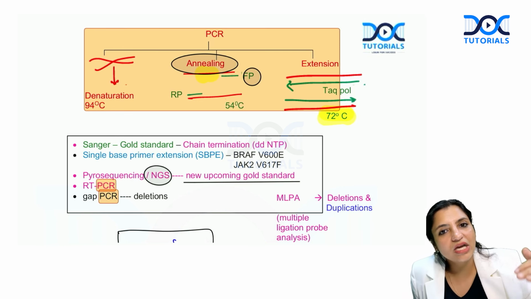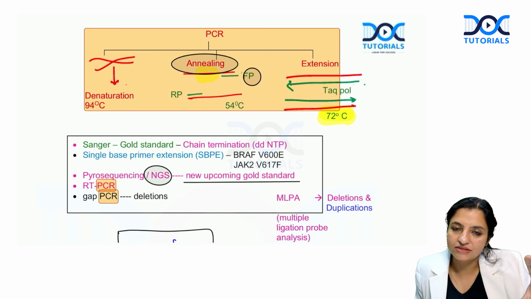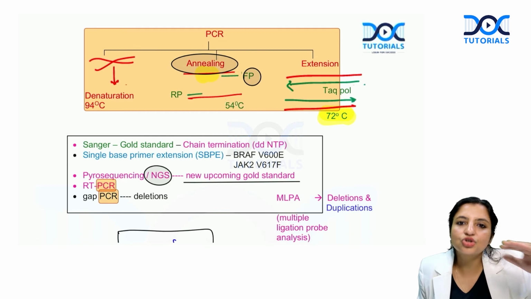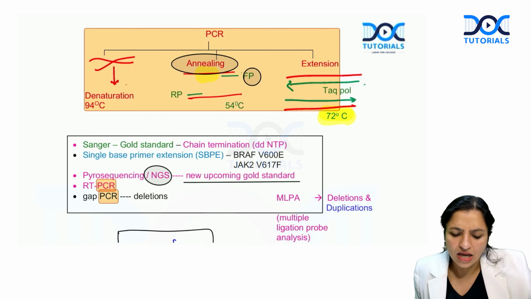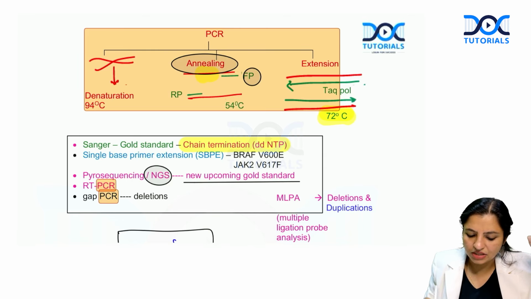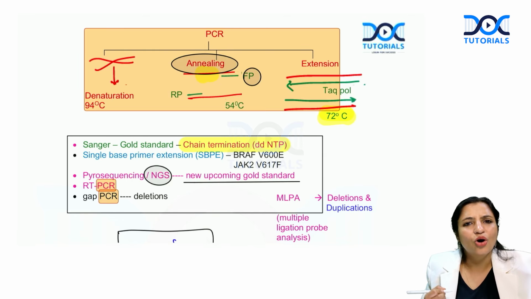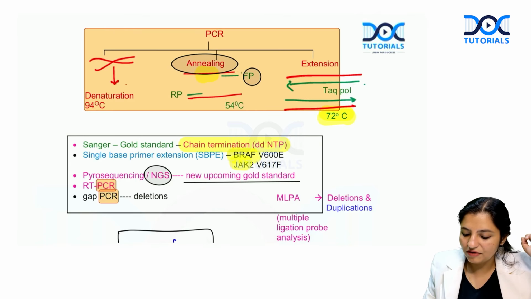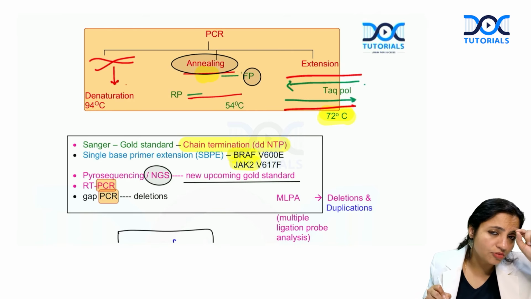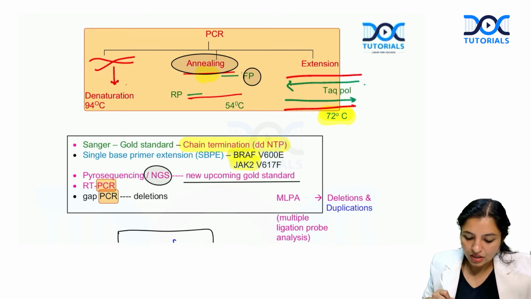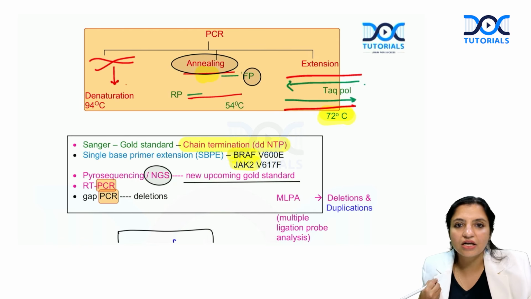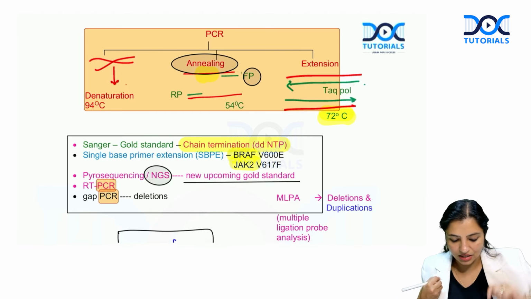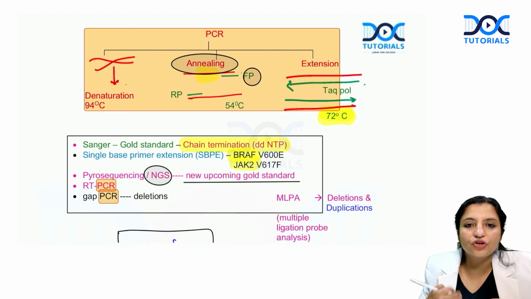So this is just a way in which multiple copies of a DNA are made, and after that we stop this process by various methods. Either it can be a chain termination method, which is called Sanger sequencing, or we can just do single base primer extension. That is, when we know the gene mutation, the exact point mutation, then we do single base primer extension. Or nowadays we can do RT-PCR. We take the RNA, change it into DNA, and then study it. Or we can do gap PCR for deletions.